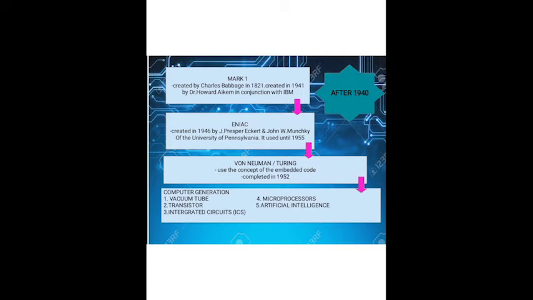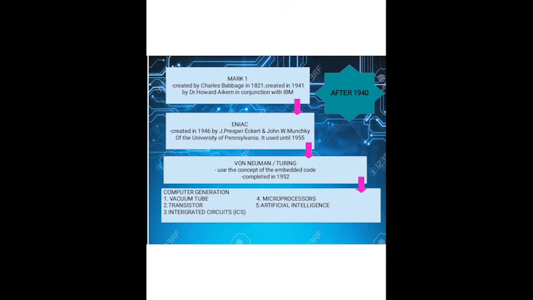After 1914, Mark I was created in 1941 by Dr. Howard Aiken in conjunction with IBM. ENIAC created in 1946 by J. Presper Eckert and John W. Mauchly of the University of Pennsylvania. It was used until 1955. Von Neumann used the concept of an embedded code, completed in 1952, for computer generation.